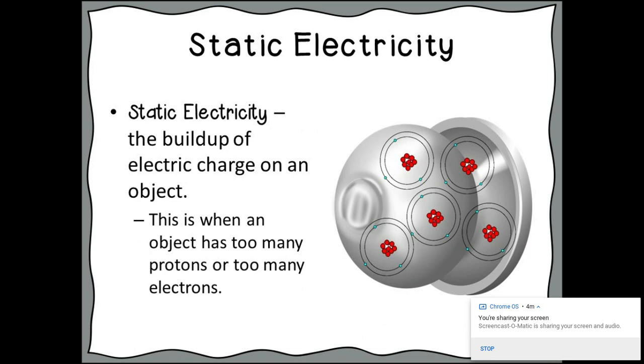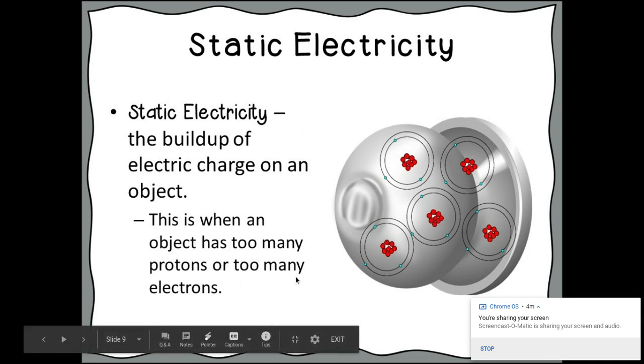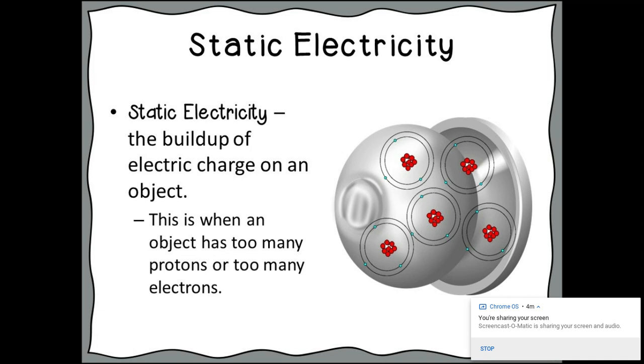Static electricity happens sporadically because of the movement of the electrons. It's not like a light that we can turn on and off. It's the buildup. So this is when an object has too many protons or too many electrons. It needs to disperse it.